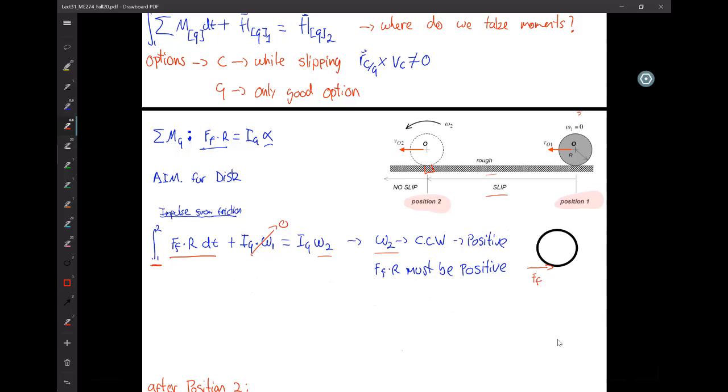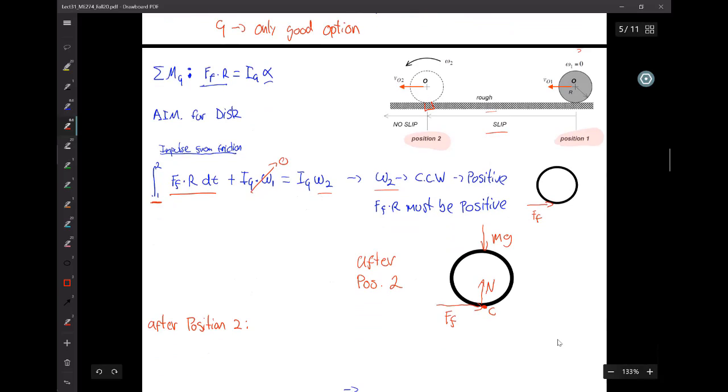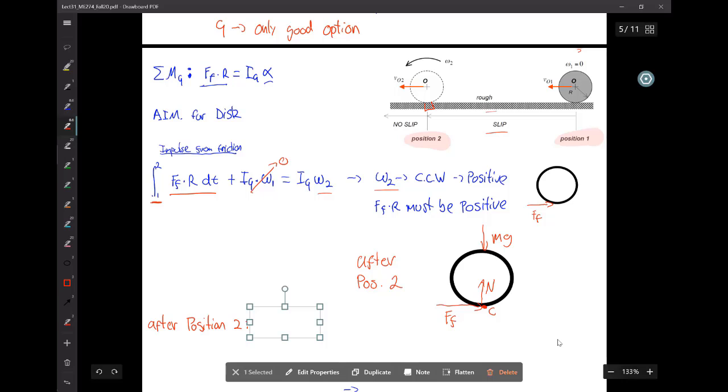All right, so let's see now what happens after position 2. After position 2, our forces are still going to be the same. We have some friction, we have some weights, and we have some normal force. Now after position 2, we're told that this disk rolls without slipping, so we're going to use that model.